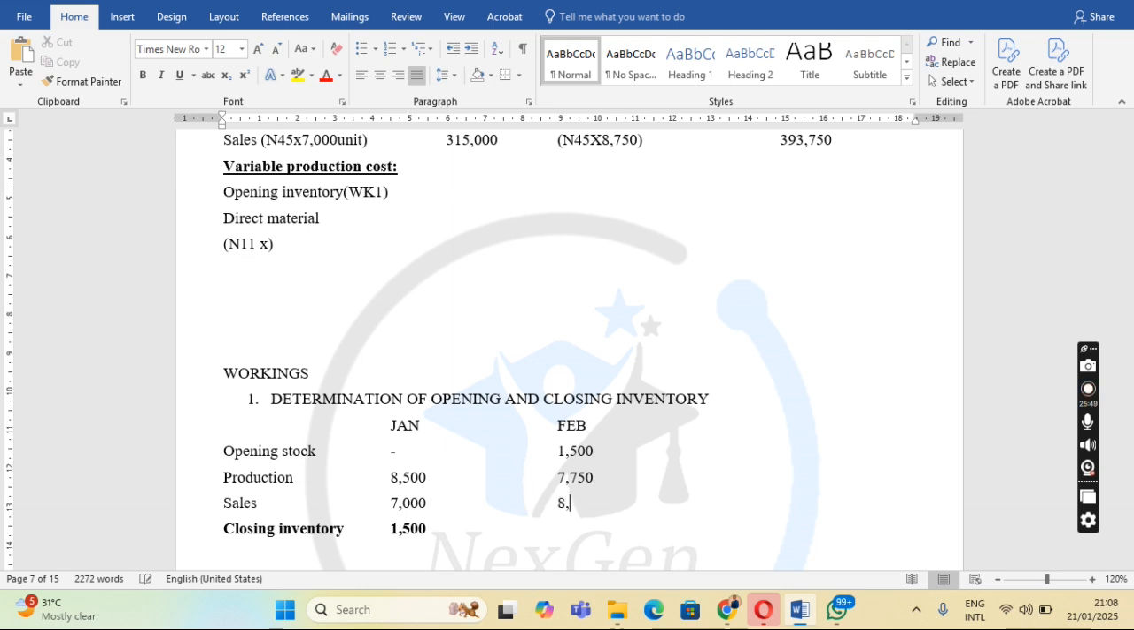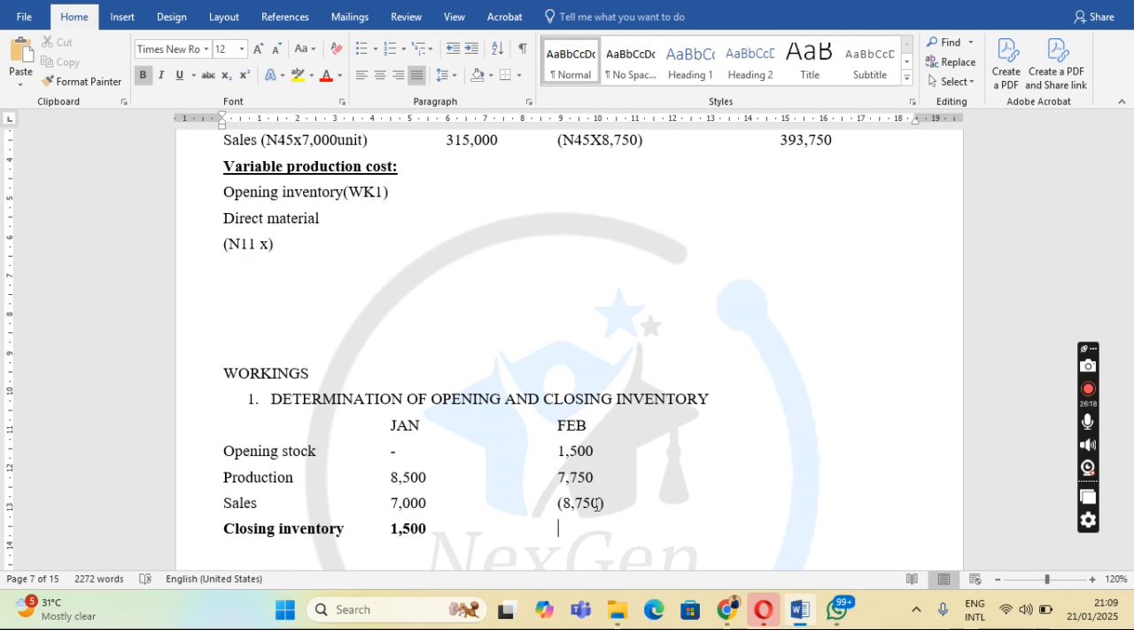8,750, right? Now, what will be the closing inventory? Don't forget that you need to subtract your sales from all these things. So that you will have a closing inventory, you add your opening inventory together with your production. When you add it together, you subtract your sales, then you will have the closing inventory.